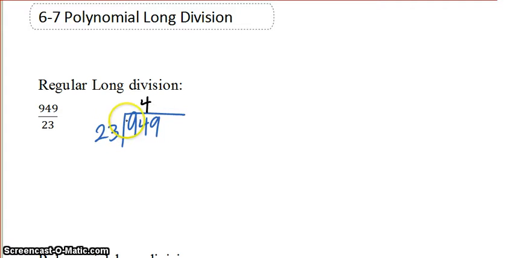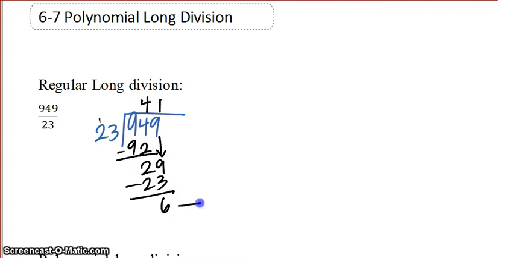So 4 times 3 is 12, so carry that 1. 4 times 2 is 8, plus 1 is 9, so 92, so I'm left with a remainder of 2. Now I need to bring down the 9, and how many times does 23 go into 29? Once. So 1 times 23 is 23. Subtract, and we get 6. There's nothing left, and we're not going to keep going with decimals, so this is our remainder. We could just say 41 remainder 6, but that's not how we're going to write it.